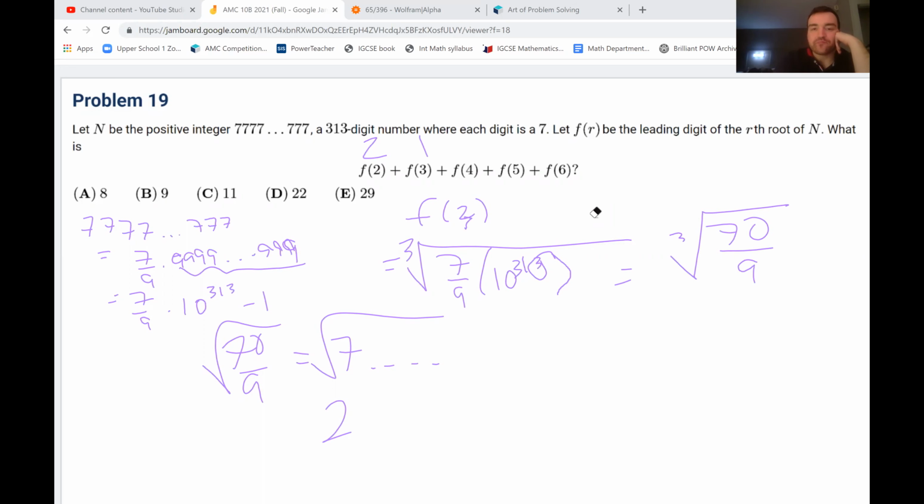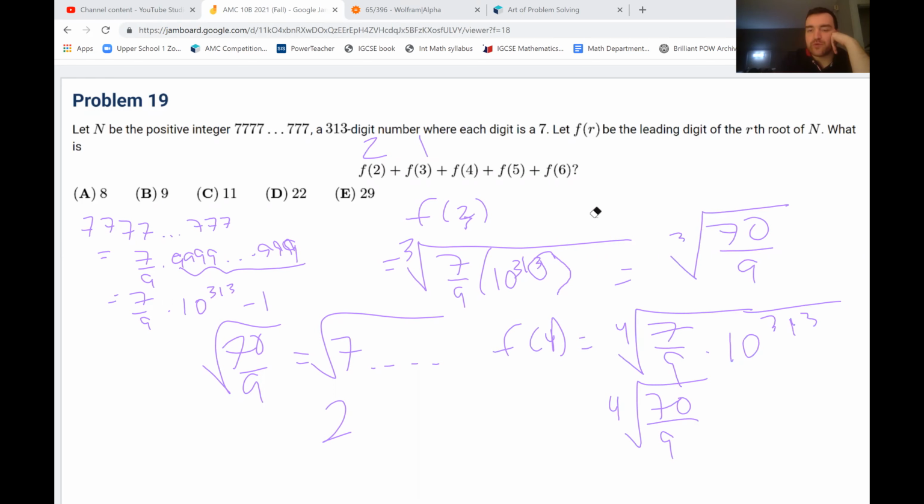Now, what if we look at a 4? Once again, 4 goes into 312, so you're again just going to have that extra 10 left in there. So it's the fourth root of 70 over 9.